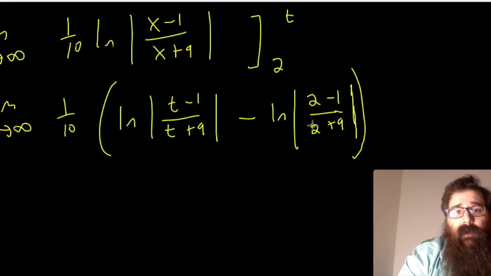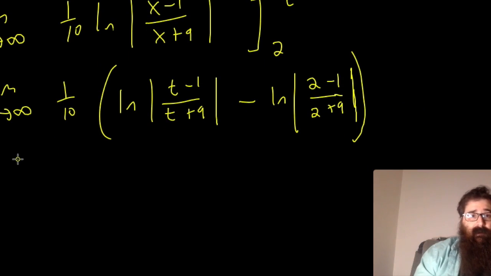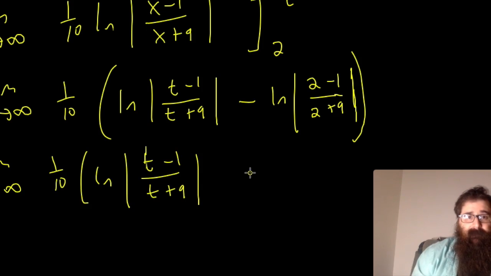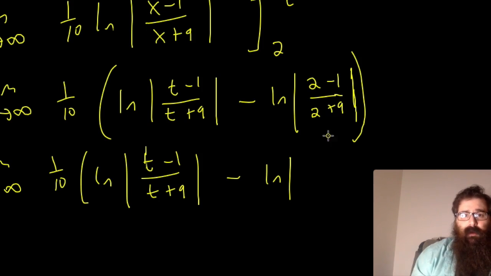And then I can try to work through some of the arithmetic for the part that doesn't have t's. So limit as t goes to infinity, I have 1/10 natural log absolute value of t minus 1 over t plus 9. And then minus, here I'm going to get natural log absolute value of 1 over 11.